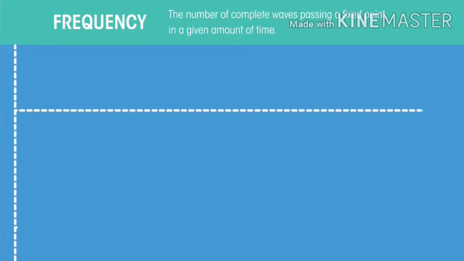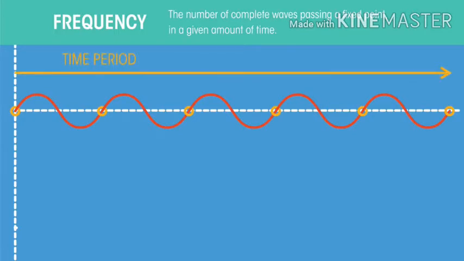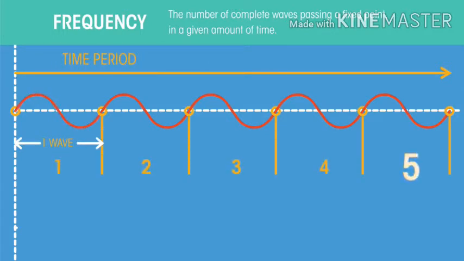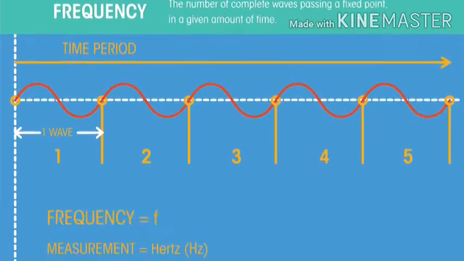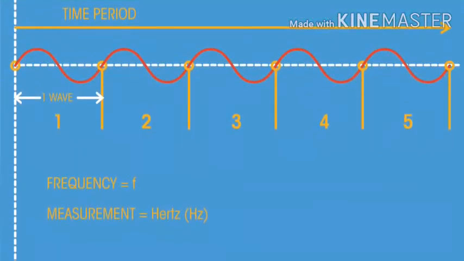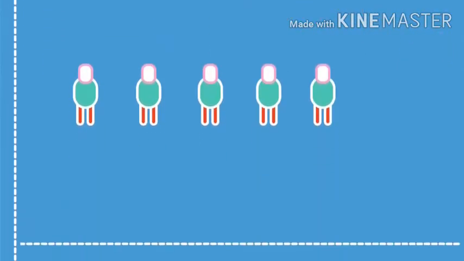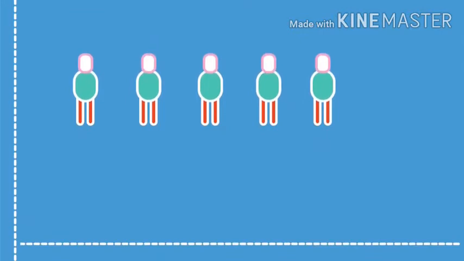The frequency of a wave is the number of complete waves passing a fixed point in a given amount of time. This time period is usually 1 second. This is what one complete wave looks like. So if this was our time period, the frequency would be 5. Frequency is given the symbol f and is measured in units called hertz. Hertz measure how many complete cycles per second. So, how many people in our Mexican wave stand up every second.